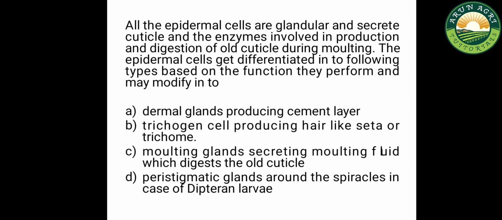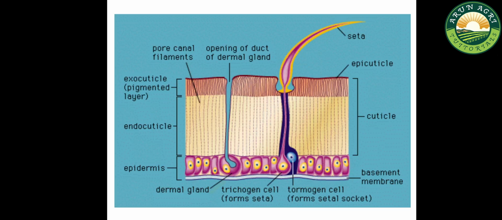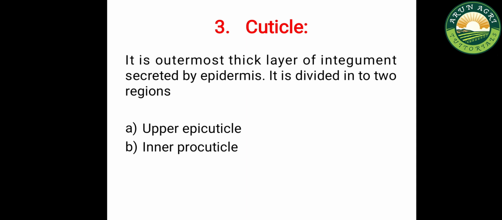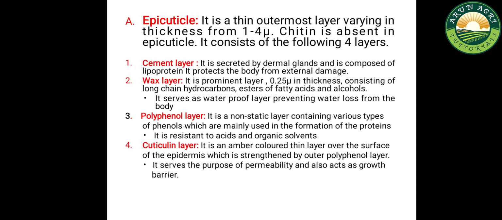And peristigmatic glands are present around the spiracles in case of dipteran larvae. Next, the cuticle. It is the outermost thick layer of the insect integument secreted by the epidermis, and it is divided into two regions: the upper epicuticle and the inner procuticle.